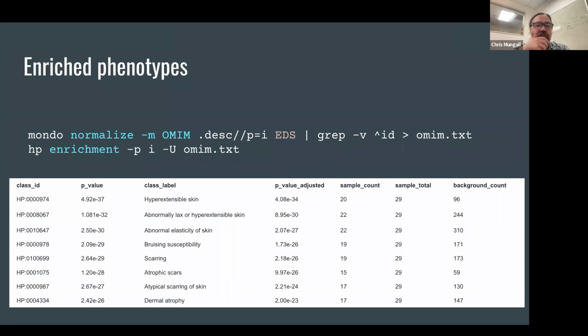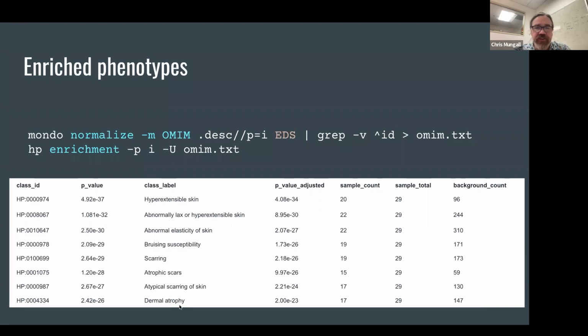And again, here we're passing in as arguments the omim.txt file, and the -u argument here is essentially passing in the equivalent of a gene list, but in this case it's a list of disease terms. So we're basically saying, what are the phenotypes that characterize Ehlers-Danlos syndrome? And not surprisingly, the most significant result is hyperextensible skin, followed by abnormally lax or hyperextensible skin.